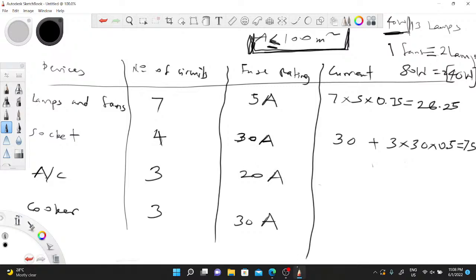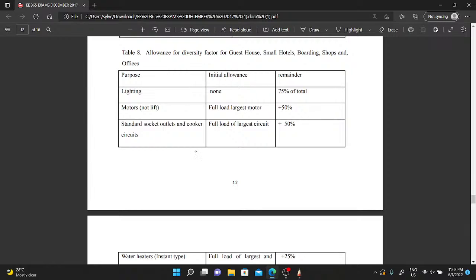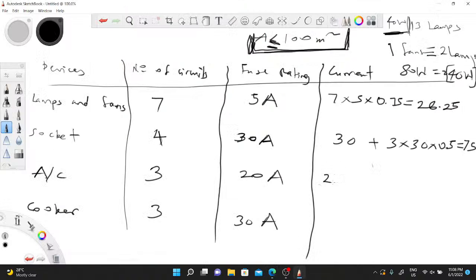For the AC, this table doesn't have AC in it, but I think in class we have to use the same as the socket or the motor. So that's full load and 50%. Here too, full load plus 50% of remainder. Here there are 3. If you take one, we'll be left with 2 times 20 times 0.5 of remainder. If you do this correctly, you get 40.